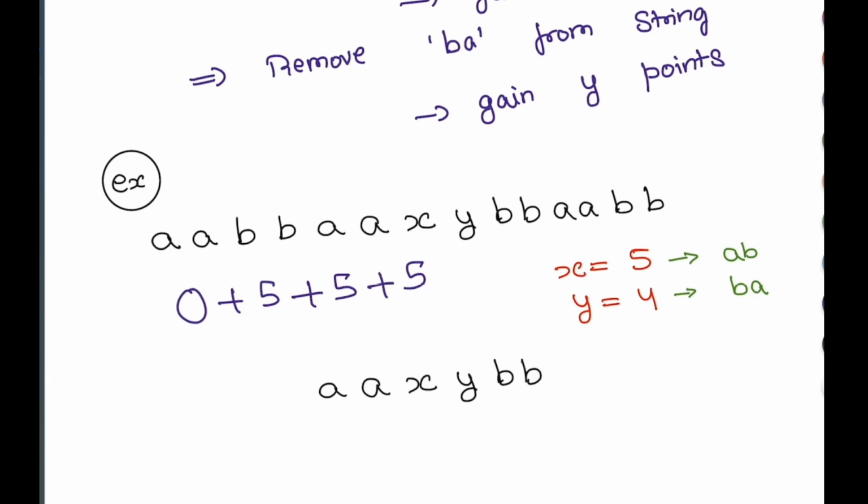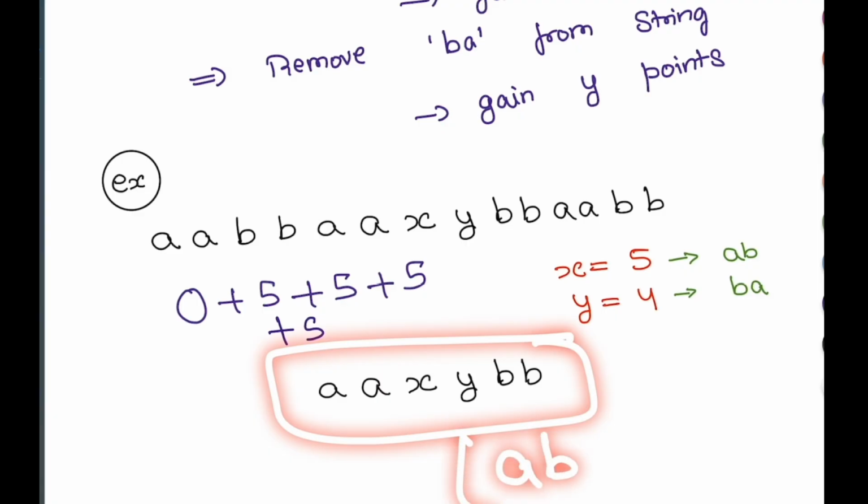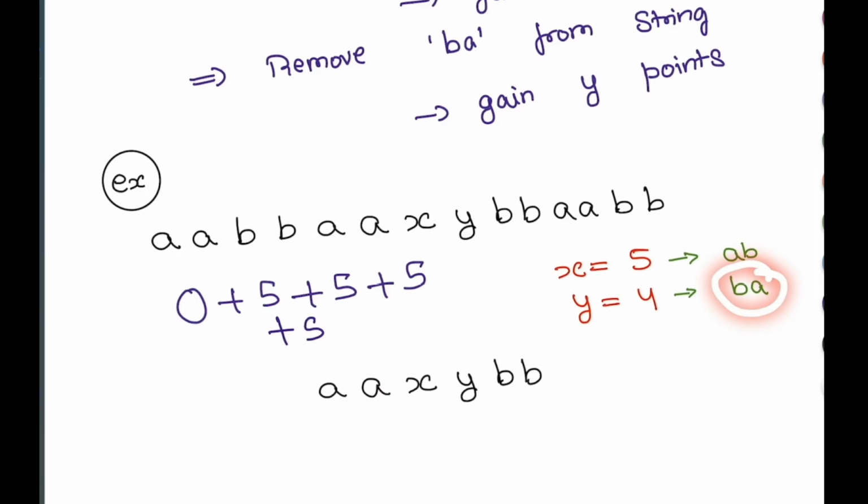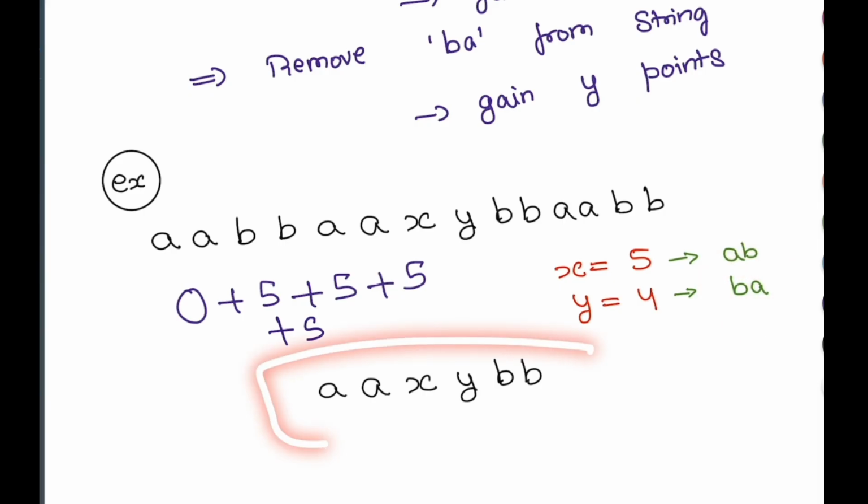I can remove this AB, and I will have 5 more points, right? Now in this particular string, we don't have any AB, right? I cannot remove any AB because we don't have it. So now we can try to remove BA. Let us see if we have BA, but we don't have BA as well, right?